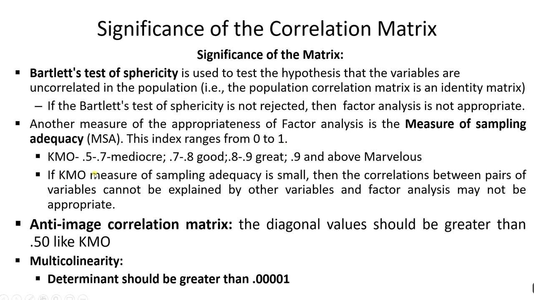And here is a guideline. If it is between 0.5 to 0.7, then it is a mediocre type of correlation matrix. 0.7 to 0.8 good, 0.8 to 0.9 great, 0.9 and upward marvelous. So, the KMO measure of sampling adequacy should be higher than 0.5 for the correlation matrix to be factor analyzed.